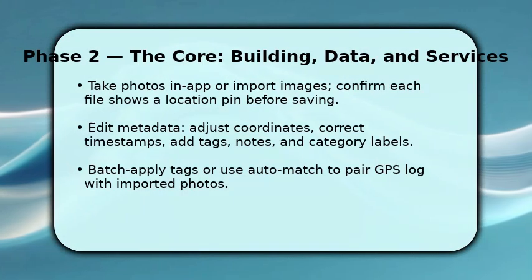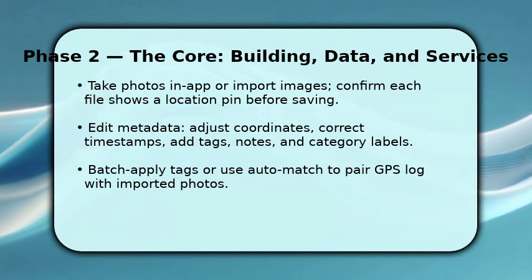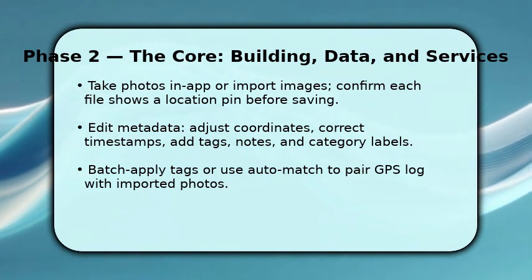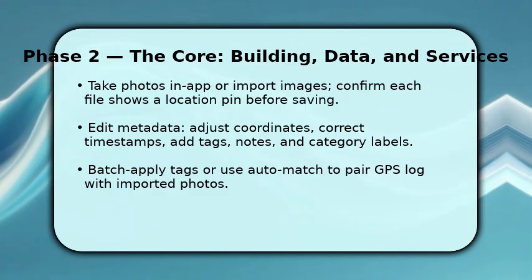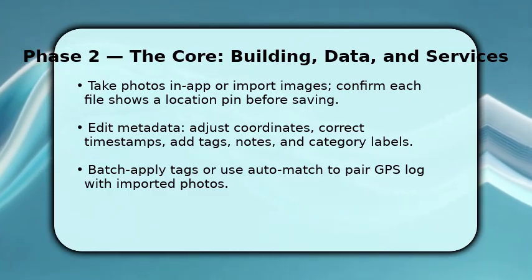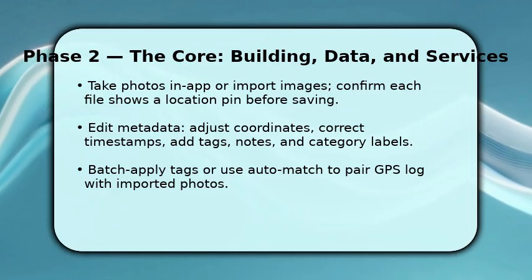You now capture or import photos and verify each image displays a location pin. If you shoot in the app, the app writes coordinates automatically. If you import, use the GPS log to auto-match timestamps and locations.